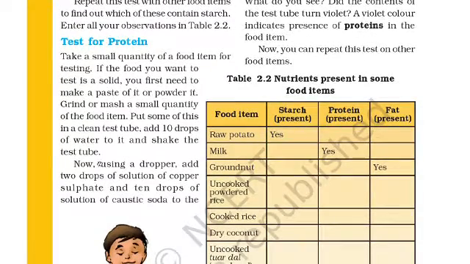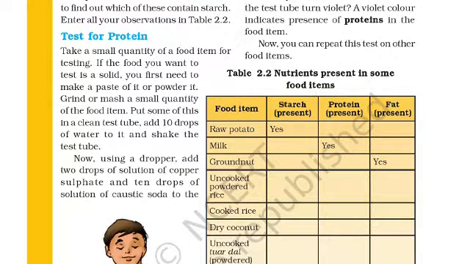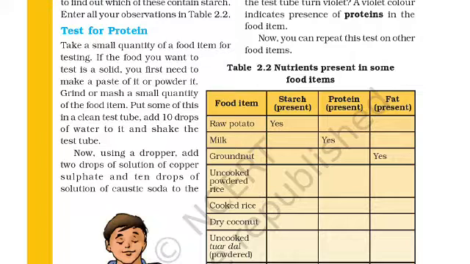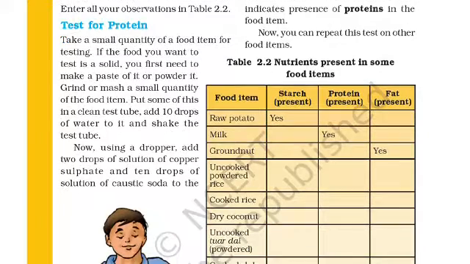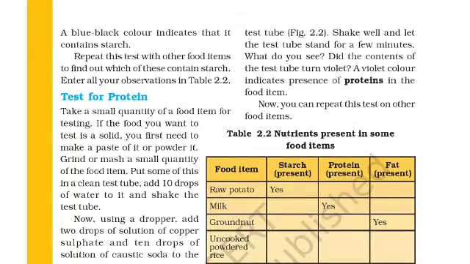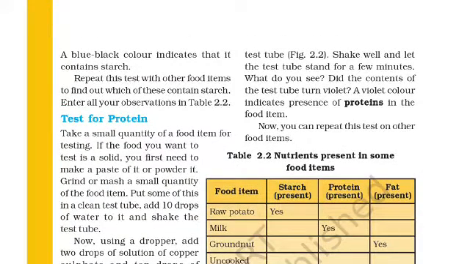Now, using a dropper, add 2 drops of copper sulfate solution and 10 drops of caustic soda solution to the test tube. Shake it well and let the test tube stand for a few minutes.